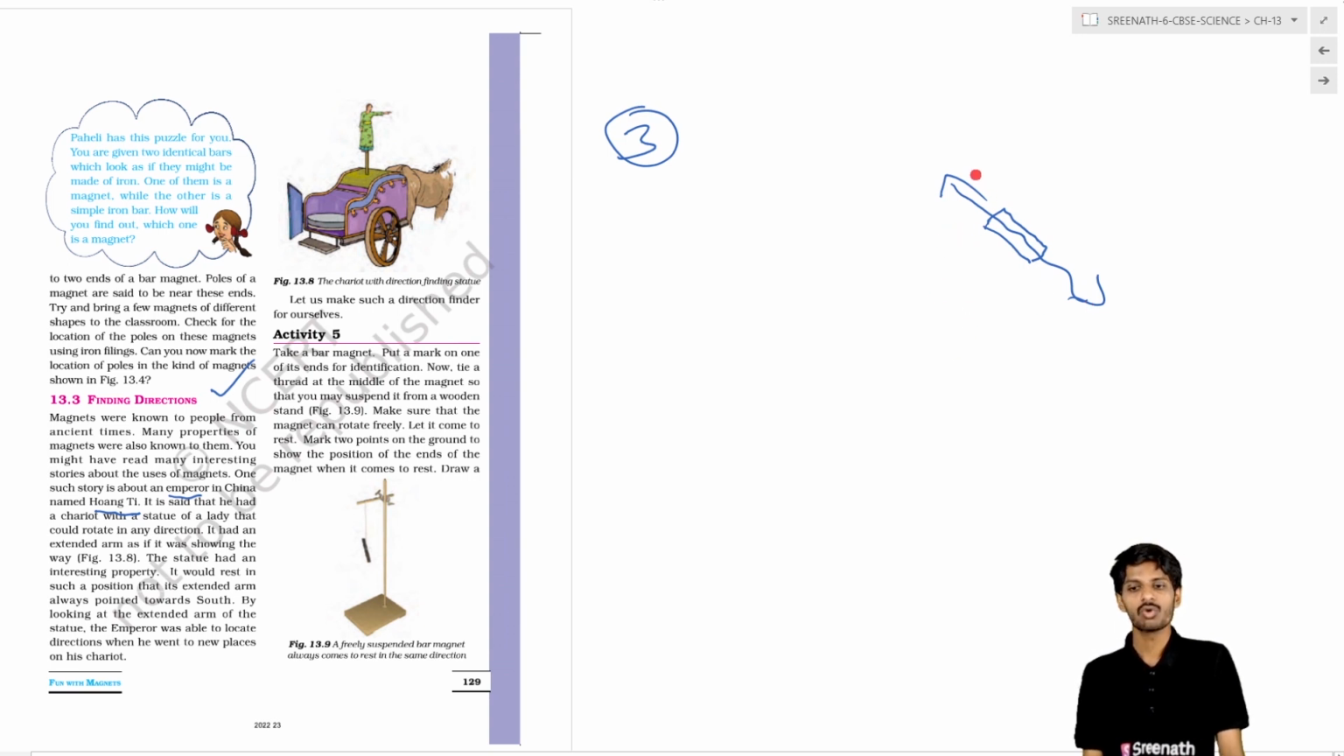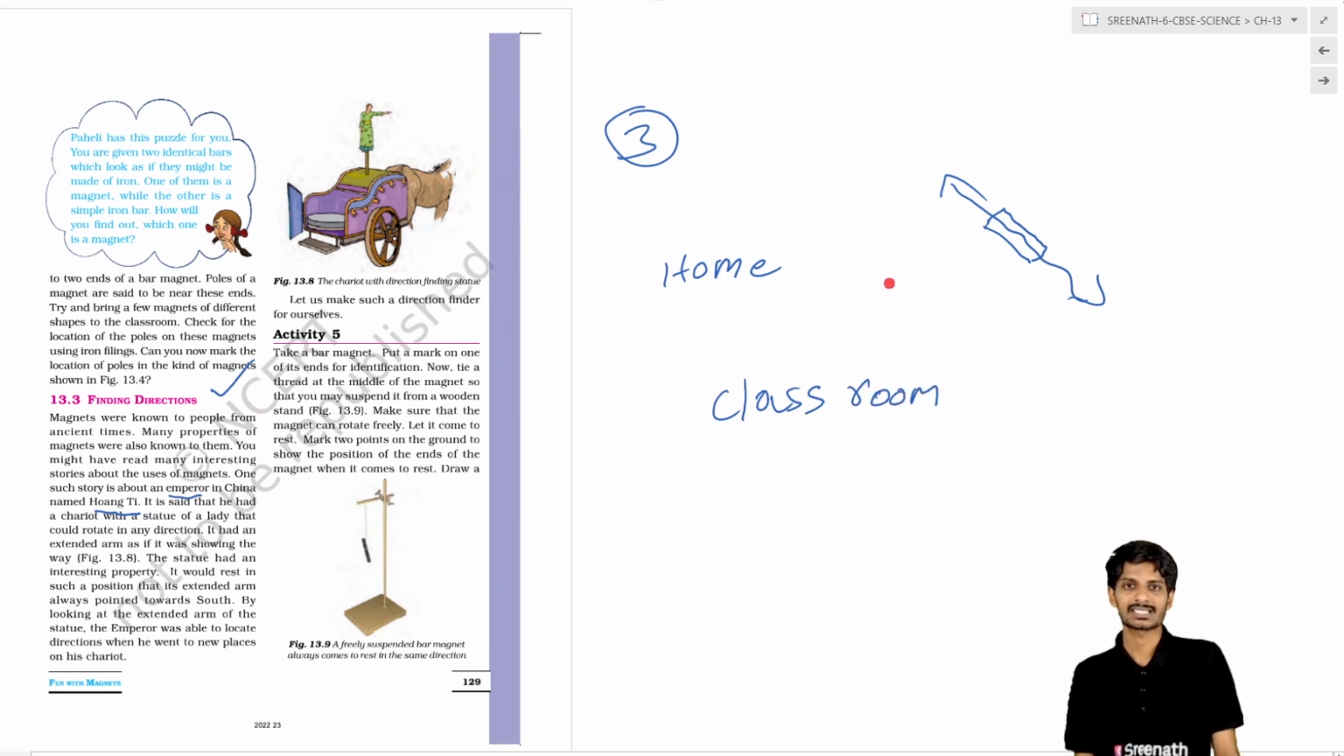Now do this experiment in your classroom, and again repeat this experiment in your home. Before doing this experiment, you have to know what the north, south, east, and west of your home are.